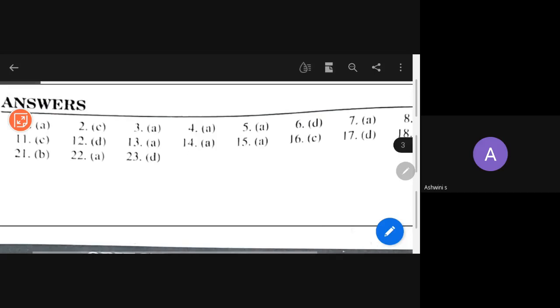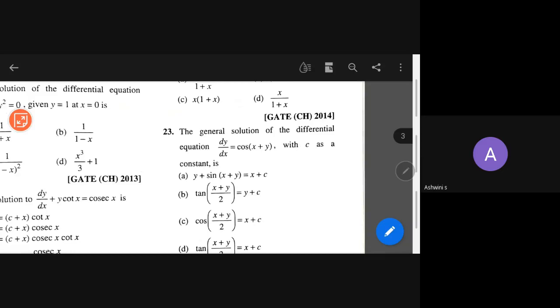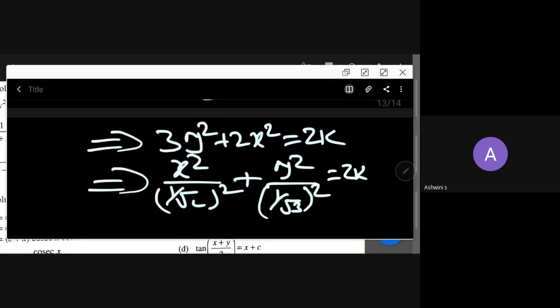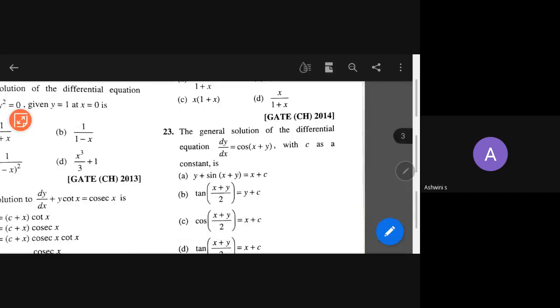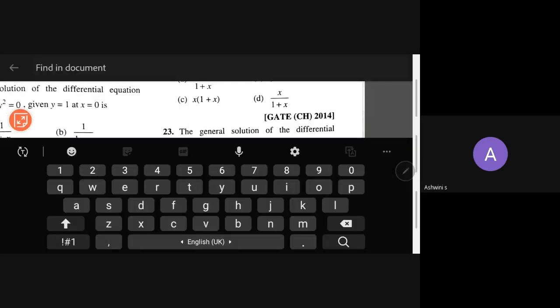And for the 23rd, see here. This is a good question. We will stop with this one. dy dx is cos of x plus y. So how do we do this one? This dy dx is cos of x plus y.